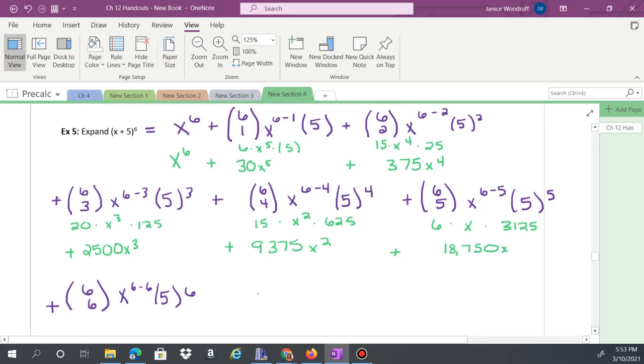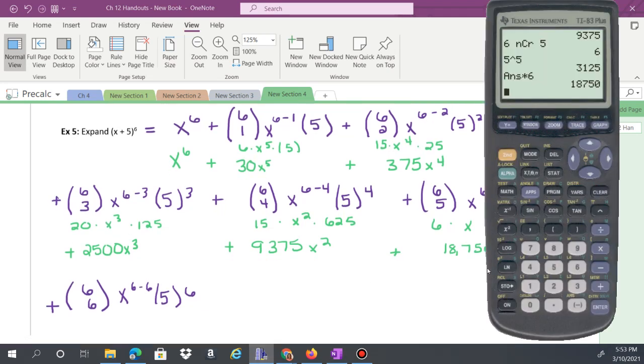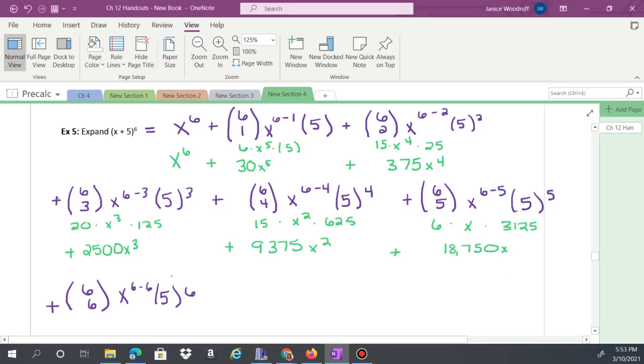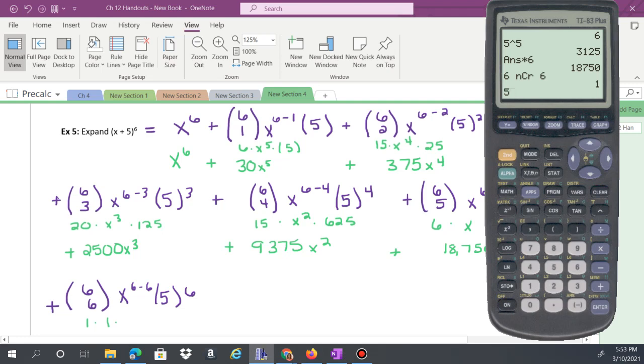And then the last term, you have 6C6, which should be 1. So 1 times x to the 6 minus 6, which is x to the 0, which is also 1. 1 times 1 times 5 to the 6. So 15,625.